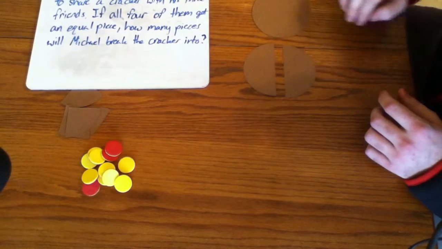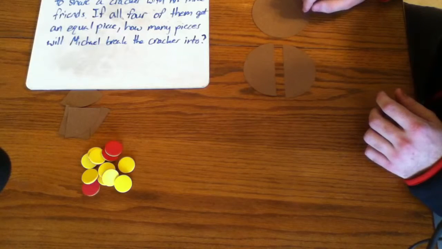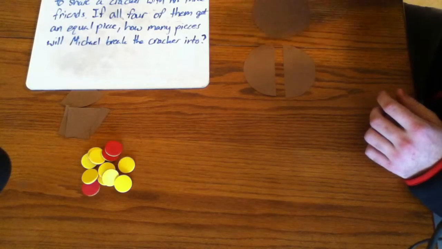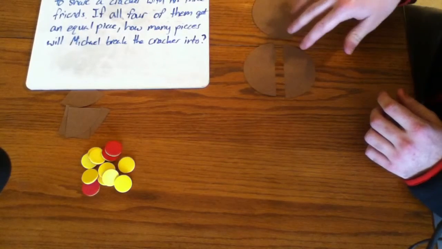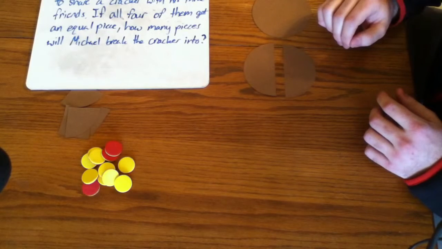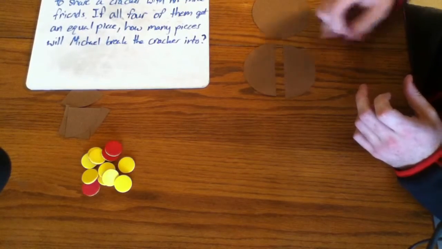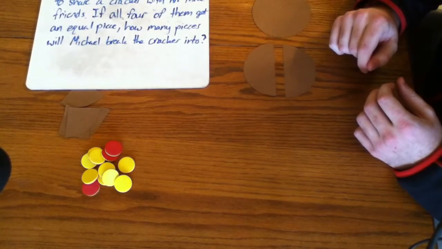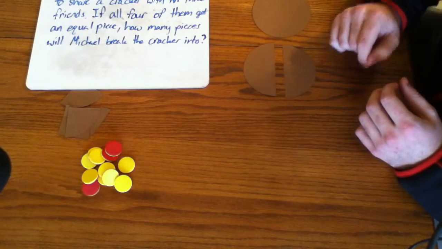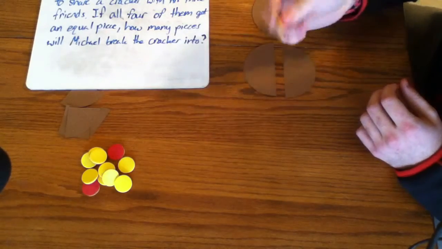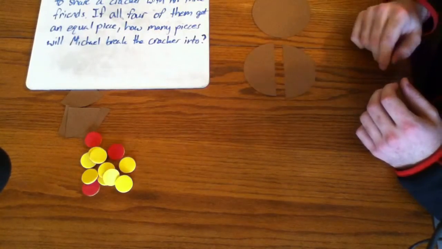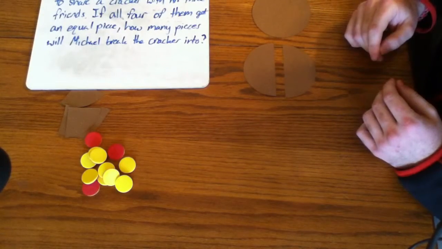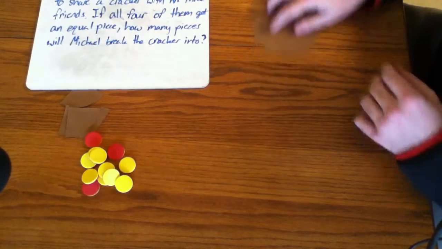And then there are several models that we can use for fractions, and this is an example of the area model. Then we have the linear model, which I'll do some of on the whiteboard. And then we have the set model, and that's when we use these little chips. So let's get started on our problems.